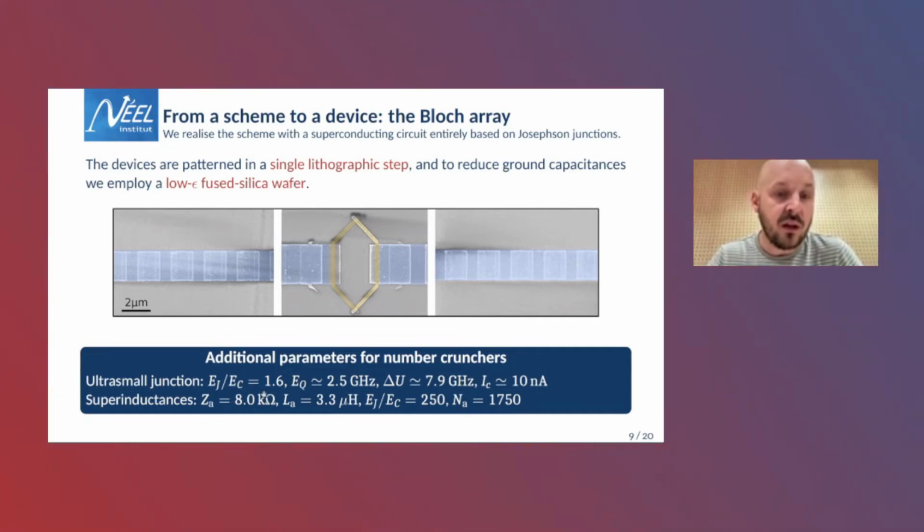If you want numbers, here they are. We have an impedance of something like 8 kilo ohms, and the width of the first Bloch band is 2.5 gigahertz, and the separation to the next band is 8 gigahertz. So that should be high enough to prevent Landau-Zener. And we have almost 2,000 junctions on the left and 2,000 junctions on the right.